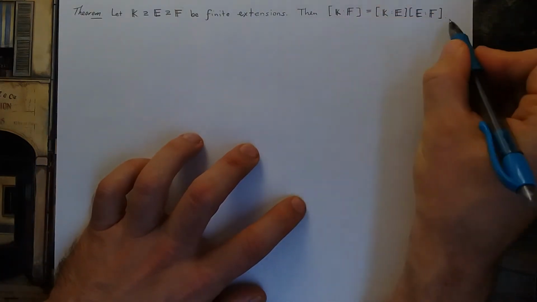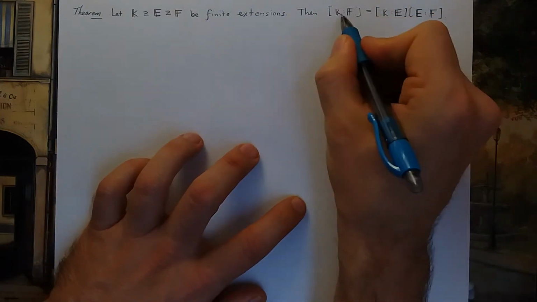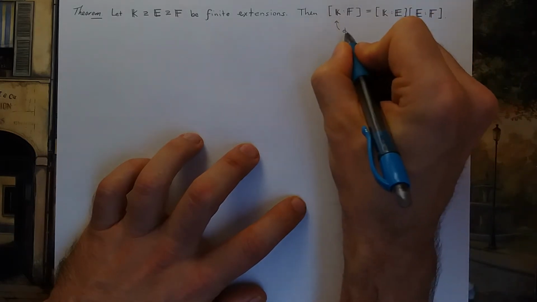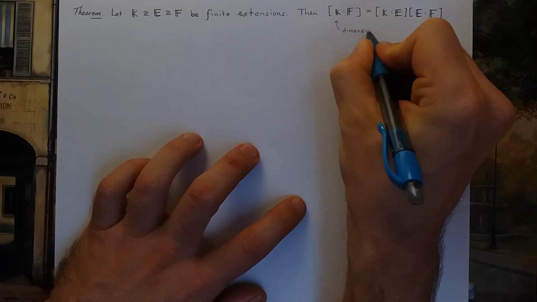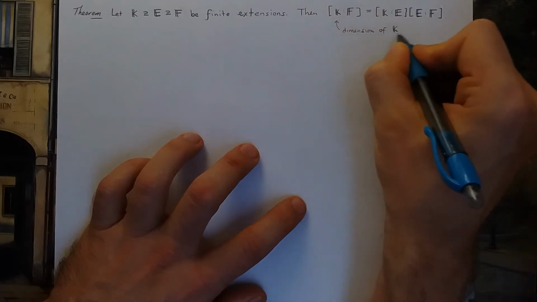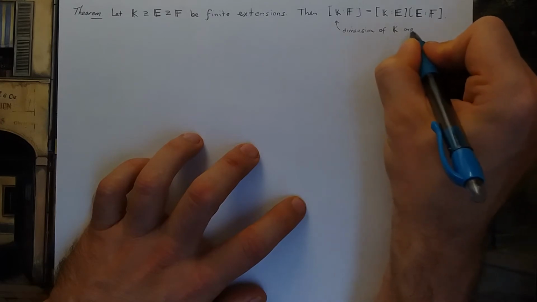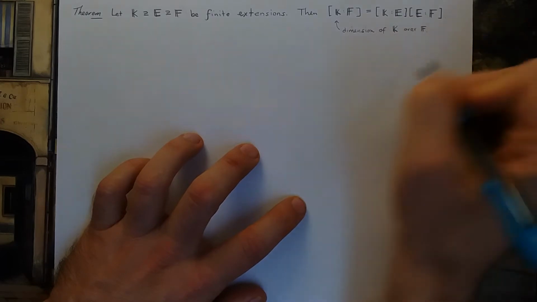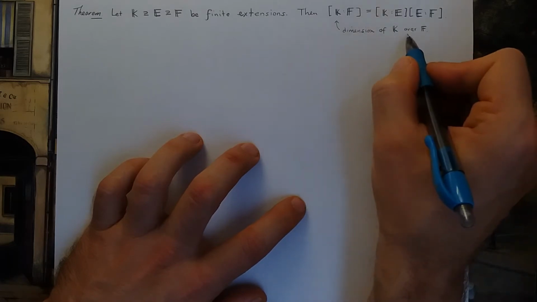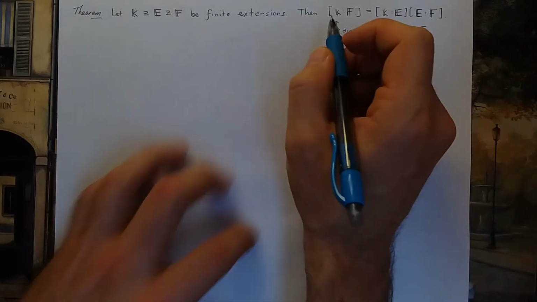Then this property holds. This notation denotes the dimension of your vector space K over the field F. So the dimension is the number of vectors in a basis. All right, let's prove the theorem.